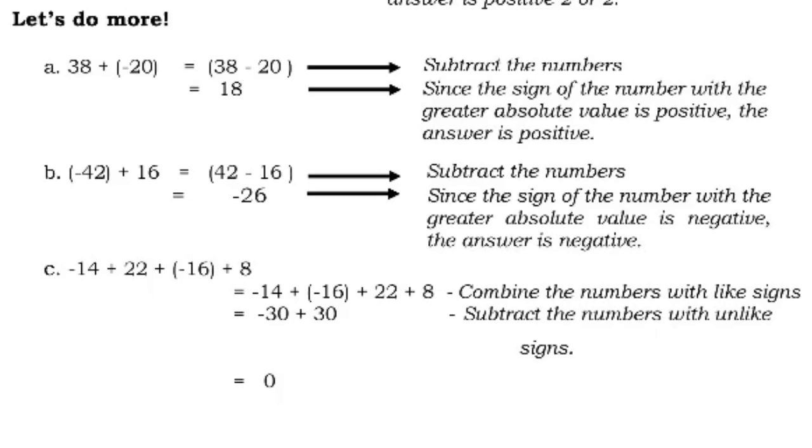Then plus 22 plus 8. Then after this one, you're going to subtract the numbers with unlike signs. So this is negative 14 plus negative 16 equals negative 30. Then 22 plus 8 is positive 30. Then subtract because they are unlike. So negative 30 plus 30 is 0.